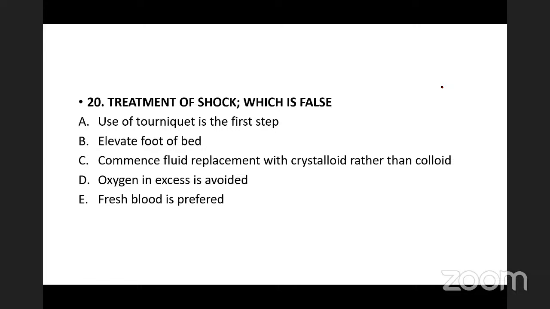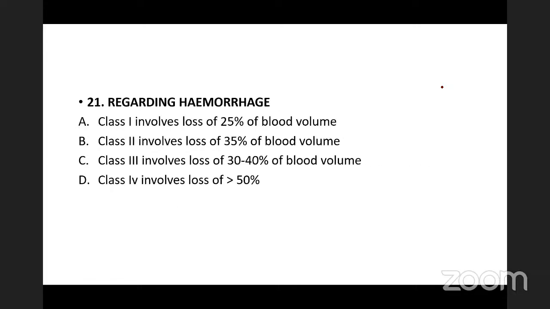Only 1/3 of the crystalloid remains in the intravascular space, while 2/3 diffuses into the interstitial space. Colloid remains only in the intravascular space. Oxygen in excess is avoided. Yes, fresh blood is preferred. So your correct answer here is A.